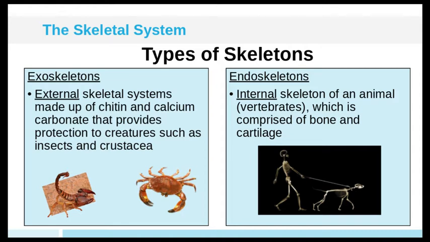An endoskeleton, and again, the prefix endo tells you it is internal or inside. It's an internal skeleton of an animal, which we call vertebrates. Vertebrates have a backbone, which is comprised of bone and cartilage. So when we talk about the skeletal system, we typically think of bones and cartilage. And then when we talk about attachment to the muscles, we think of tendons.